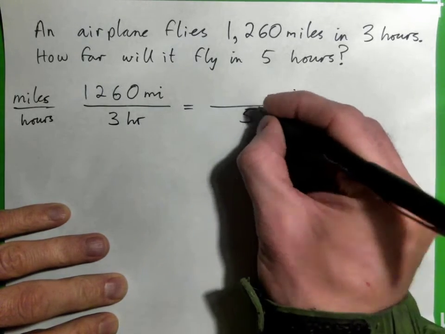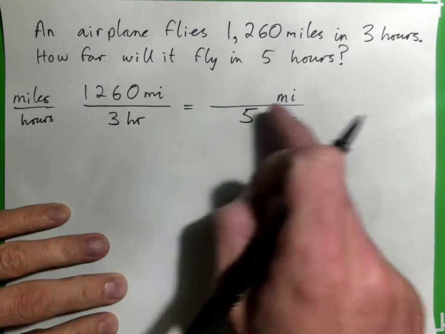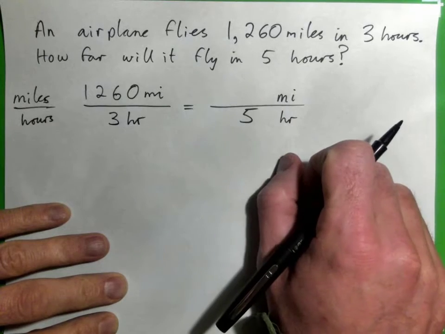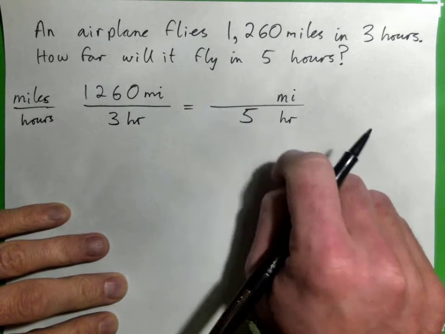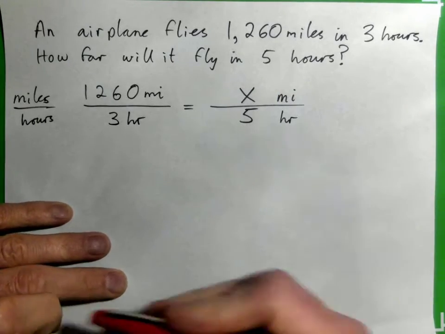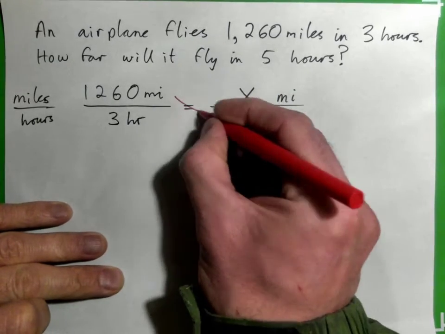So it's miles over hours equals miles over hours. So 5 hours and how many miles? What letter do you want to use for that? You use X for that? Okay, X. All right. So now we can cross multiply.